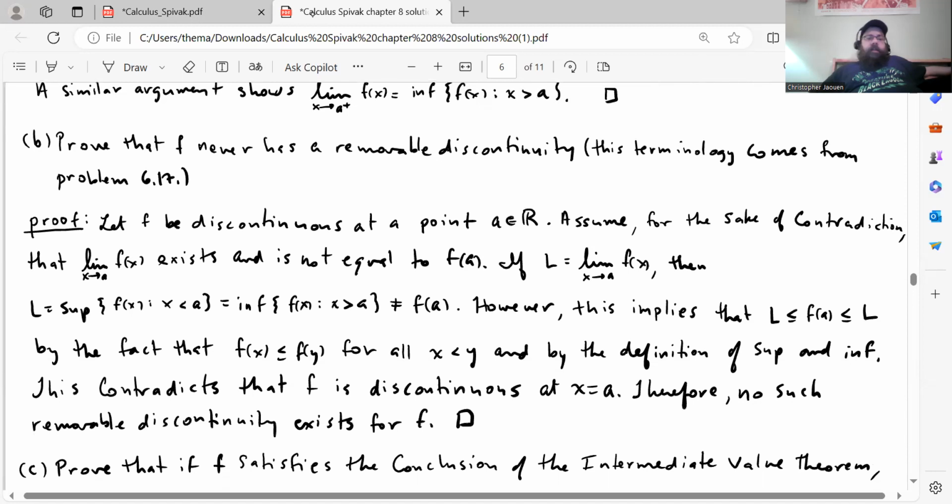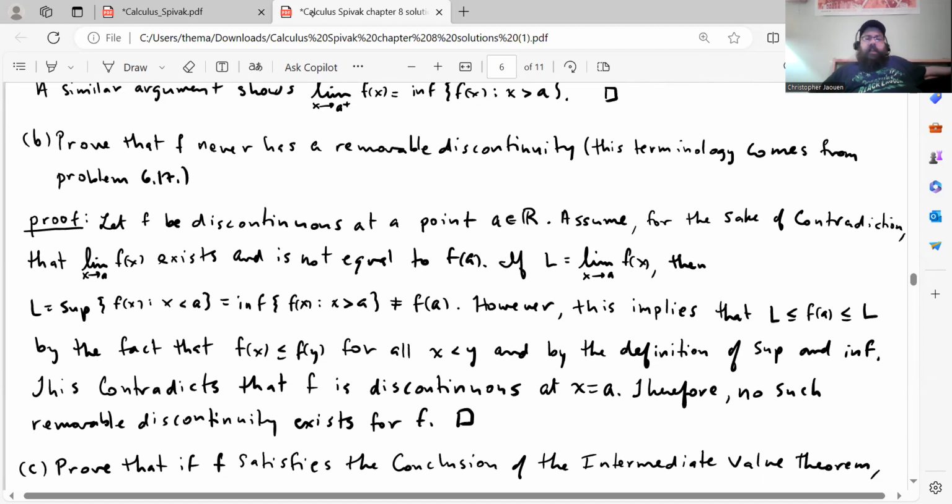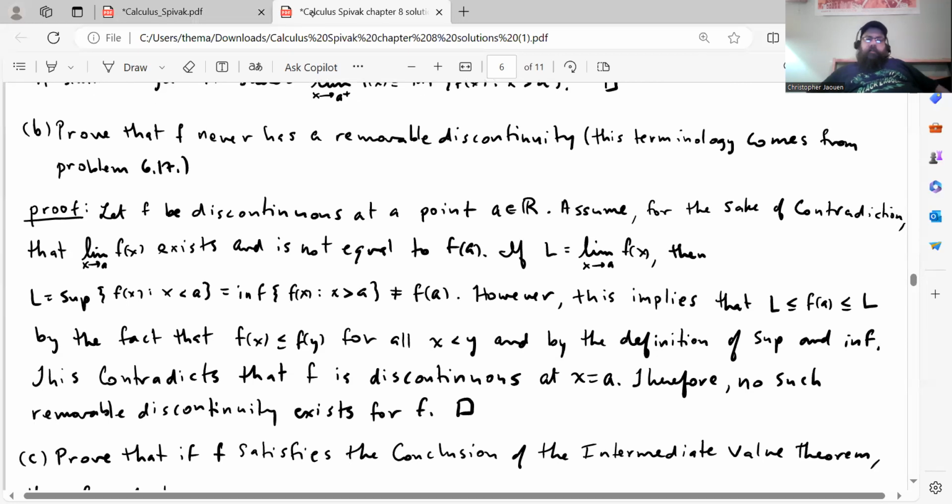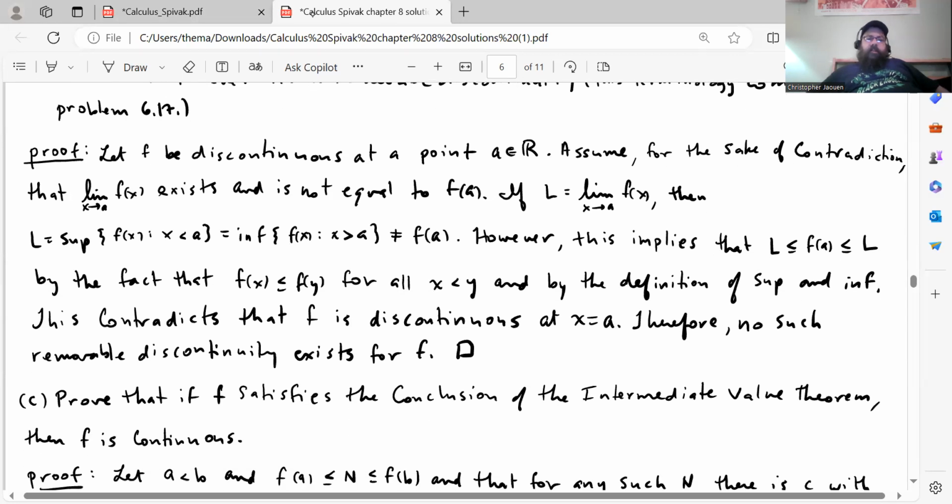Here's part B. Prove that f never has a removable discontinuity, and he remarks that this terminology comes from problem 617. Again, 617 is a problem that we did in the video for chapter 6, so you can take a look at that if you want to. Here's the proof. Let f be discontinuous at a point A in R. Assume for the sake of contradiction that the limit of f of x as x approaches A exists and is not equal to f of A.